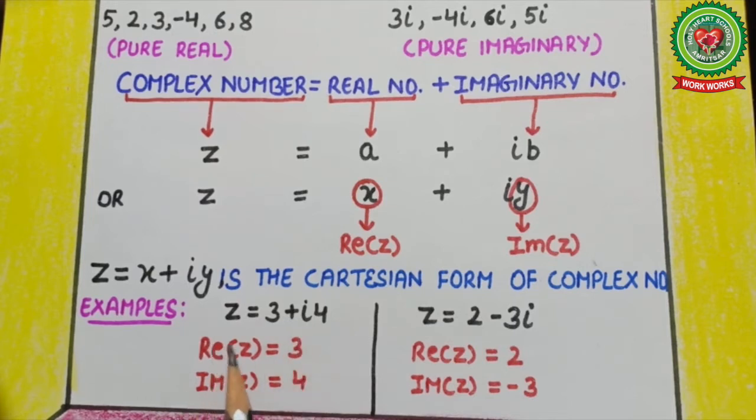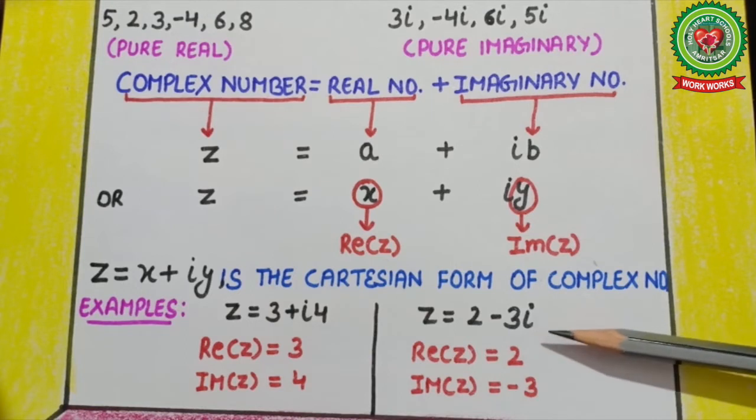For example, Z equals to 3 plus iota 4. So from here, real part of Z is equals to, without iota value is real part and with iota is imaginary part. But in the answer, we are going to write only 4, not iota. Now real part of Z is 3 and imaginary part of Z equals to 4.